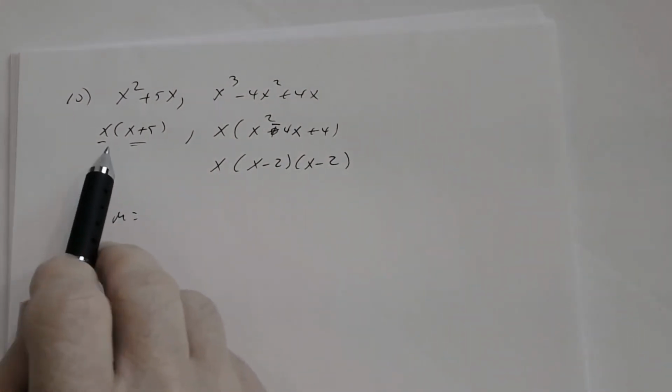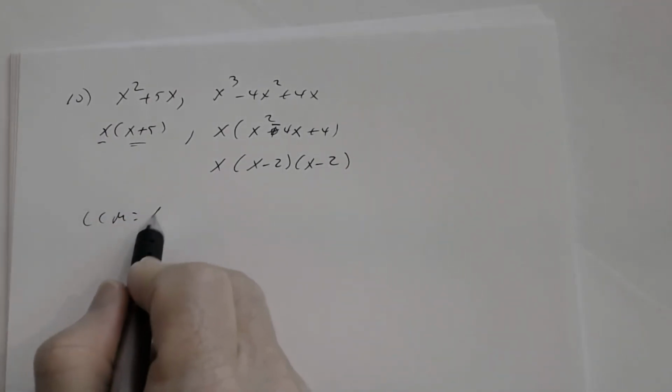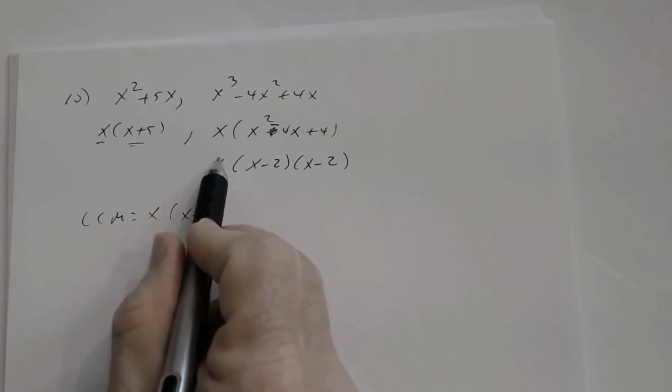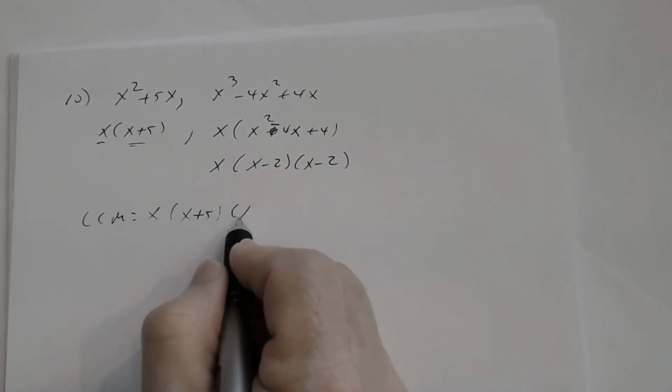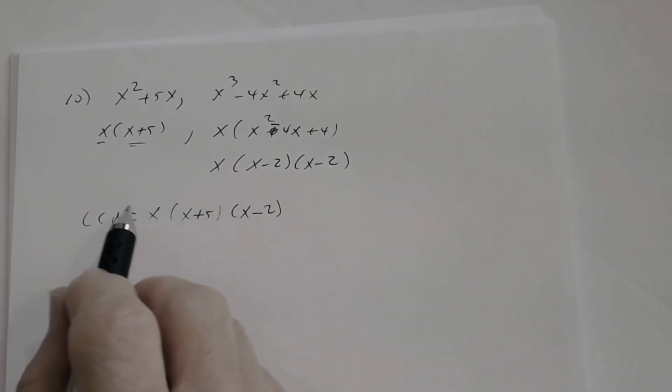So the least common multiple must include every factor you see. Okay? So I see an x, I got to use it. I see an x plus 5, I got to use it. I see an x, I already have it. I see an x minus 2, I have to use it. Now the question is, how many of each do you need? How many factors of each do you need?